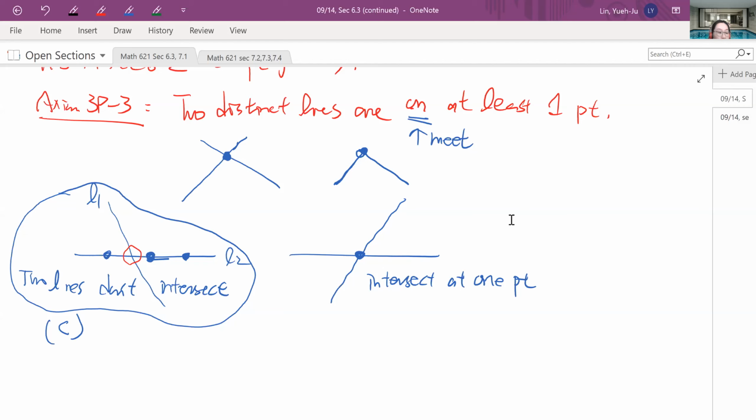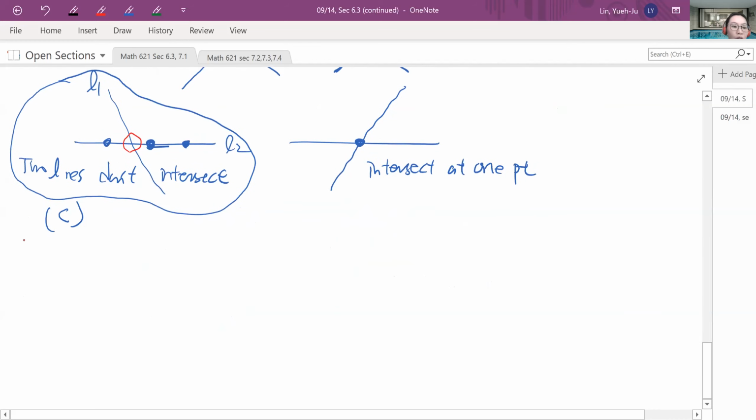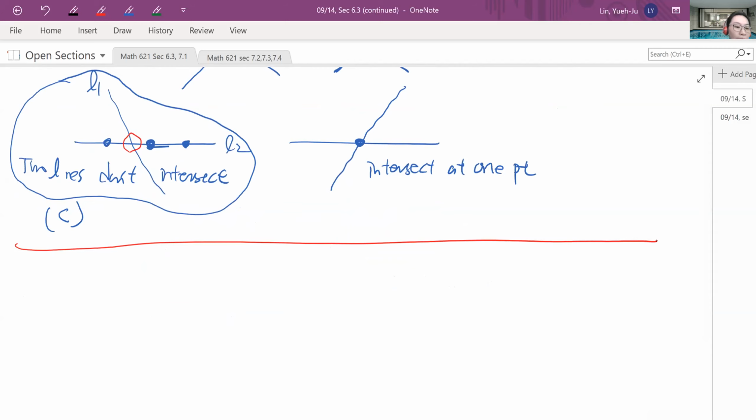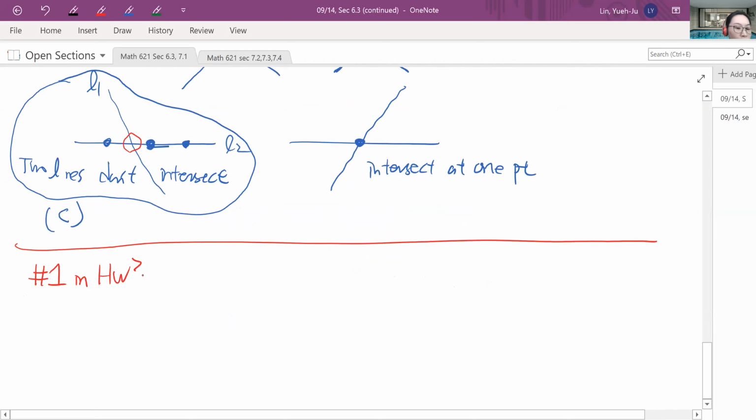Okay, so I also want to briefly talk about homework 3 that I graded, because this is very simple. I can just use 2 minutes. This is number 1 in homework 3. I think this is problem 5 in section 3.3, okay?